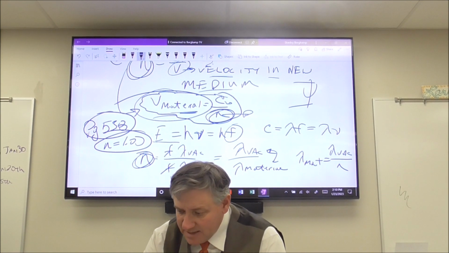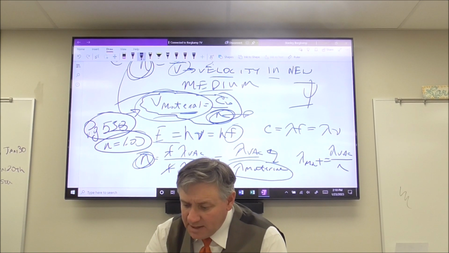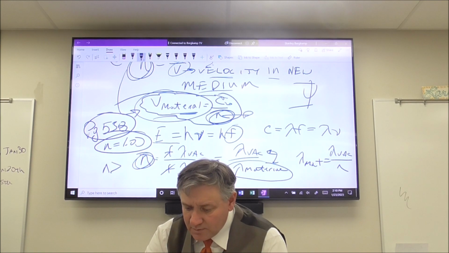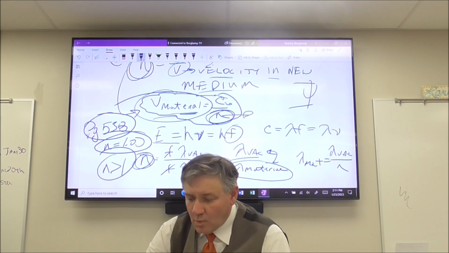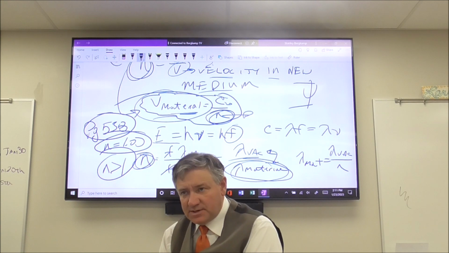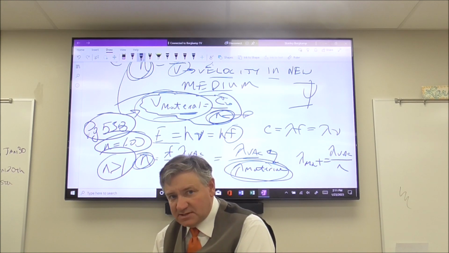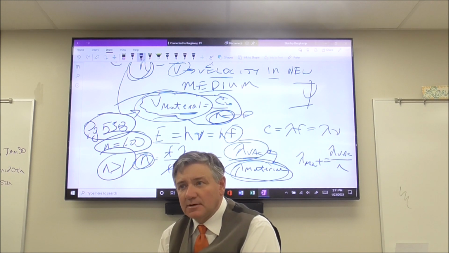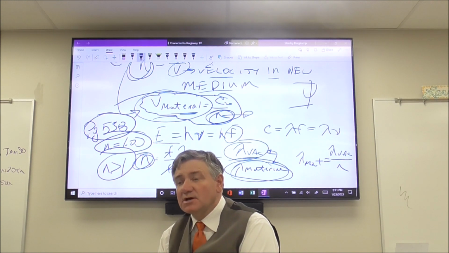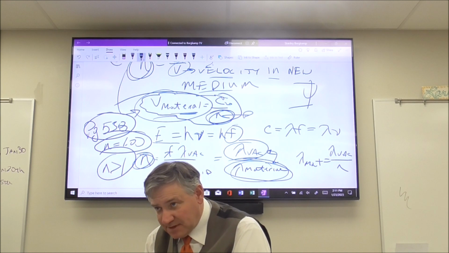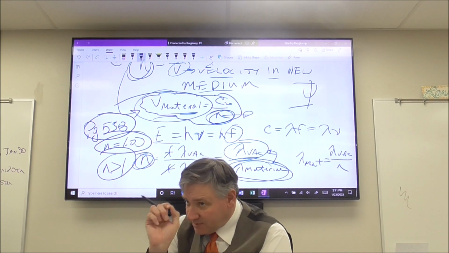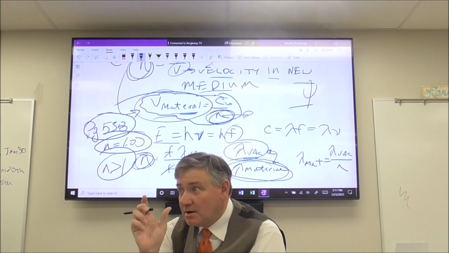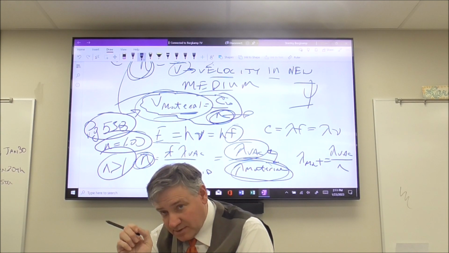So if that's the case, if you want to get an n value greater than 1, what do you know about the wavelength in the new material? Is it going to be bigger or smaller than the wavelength in the vacuum? Smaller than it. It has to be smaller. So when light travels through an optically dense material, the frequency stays the same, but the wavelength becomes smaller.